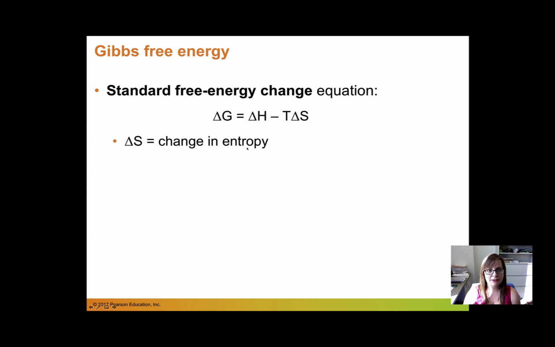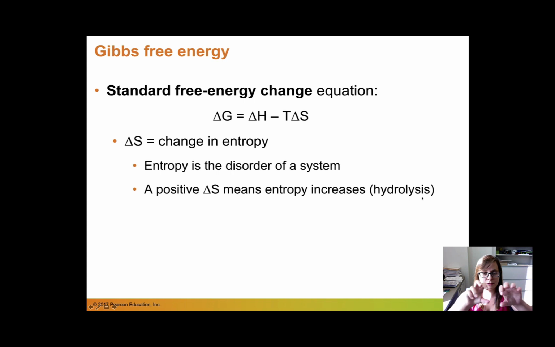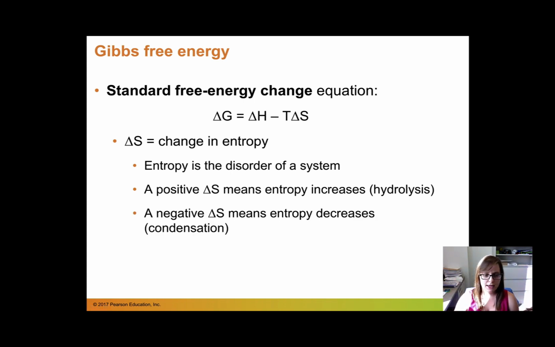Okay, so let's talk about the next thing in this equation. Actually, I'm going to skip ahead to entropy. Entropy is disorder of a system. A positive delta S means entropy increases. And again, this happens when we're breaking things apart, when we're creating disorder. And a negative delta S, meaning you've got to put energy in, means that entropy decreases. So again, taking monomers in a condensation reaction to build a polymer.